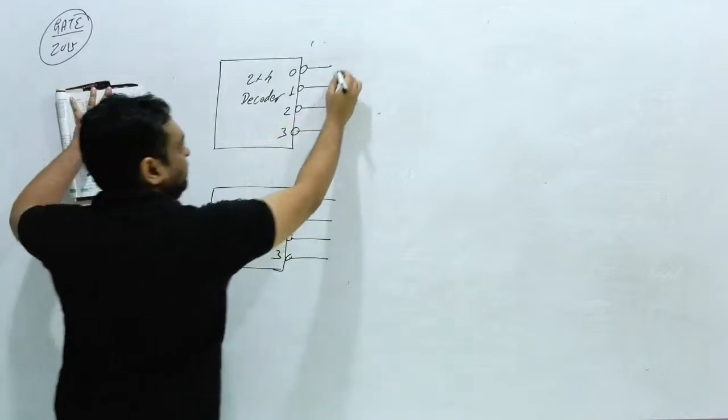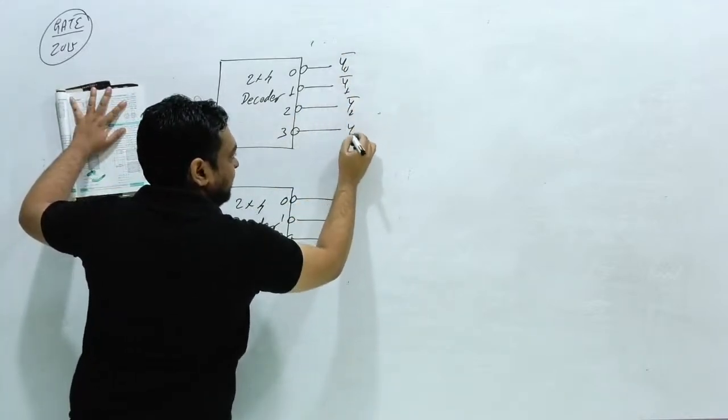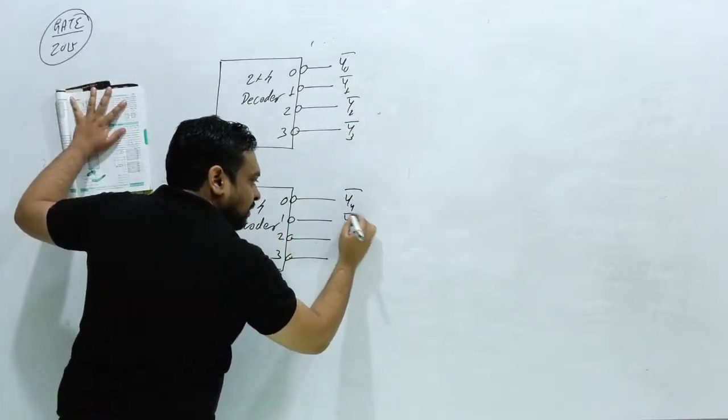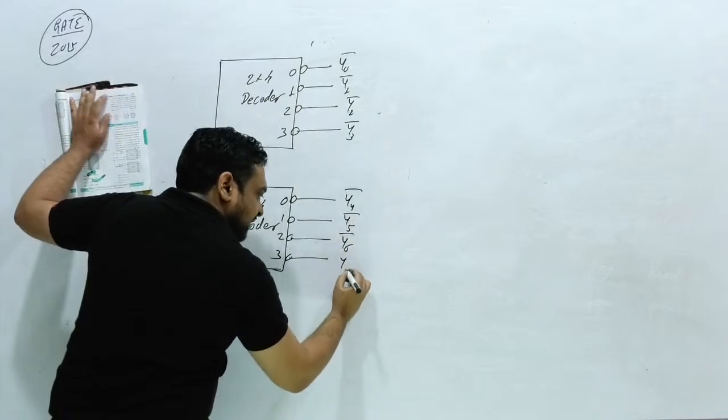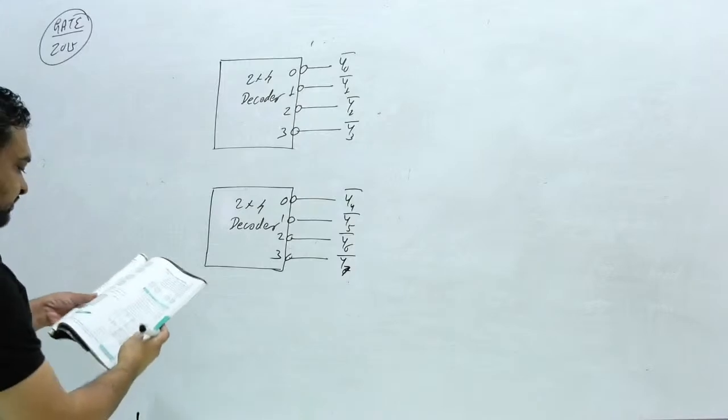Okay, now for this output they have provided Y0 bar, Y1 bar, Y2 bar and Y3 bar, and this is nothing but Y4 bar, Y5 bar, Y6 bar and Y7 bar.